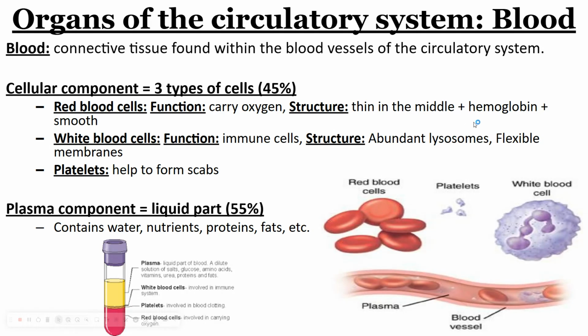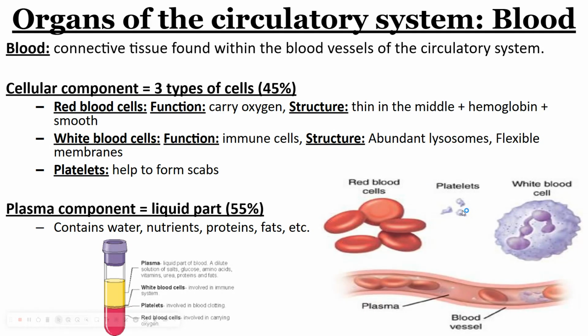which is basically like a magnet for oxygen, and they're very smooth and flexible so they can go through small blood vessels pretty easily. The white blood cells, they're over here. They have a lot of lysosomes, and their main job is to basically act as immune cells. They break down bad things that enter the body. And they're also very flexible, so they can move their membranes to grab bacteria that come in and swallow them and digest them with the lysosomes.